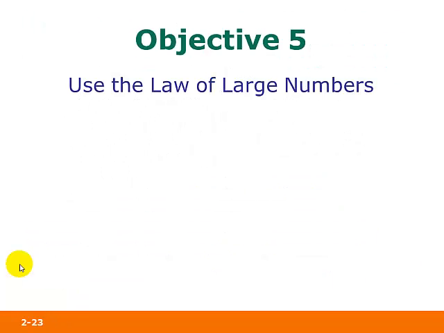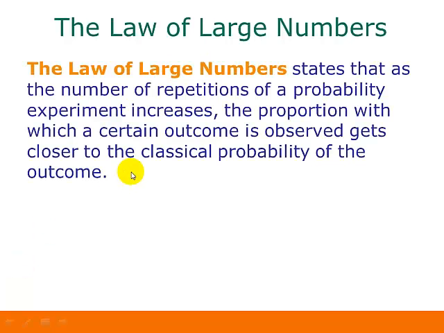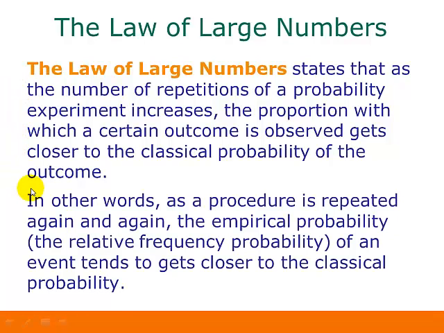Objective 5 in this section is to use the law of large numbers. The law of large numbers states that as the number of repetitions of a probability experiment increases, the proportion with which a certain outcome is observed gets closer to the classical probability of the outcome. In other words, as a procedure is repeated again and again, the empirical probability, or the relative frequency probability, of an event tends to get closer to the classical probability.